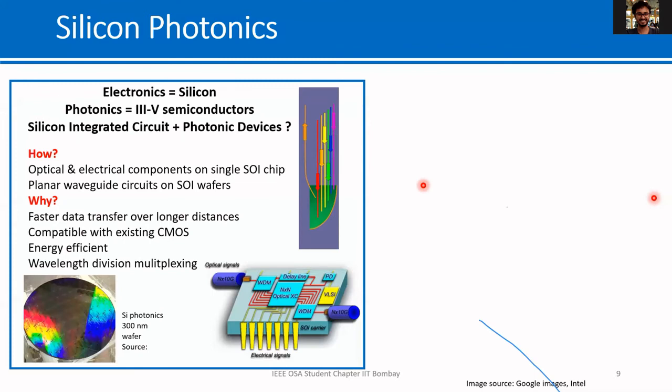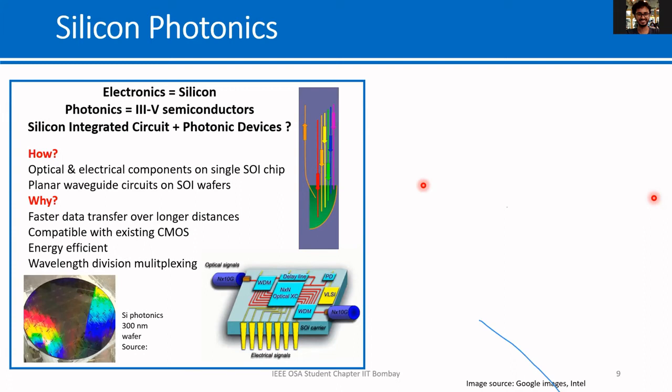And why do we need silicon photonics? We need silicon photonics because, as I had mentioned previously, light can enable faster data transfers over longer distances. And the aim of silicon photonics is to make photonic technology compatible with silicon.